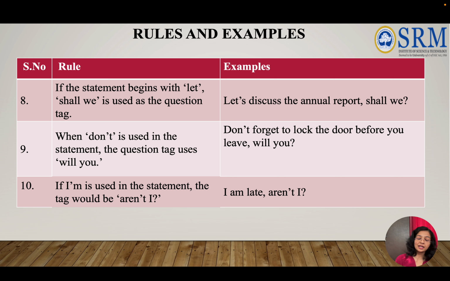If your statement begins with don't, your question tag should be will. These two are the key main rules of the question tag, that despite the nature of your statement, if the sentence begins with let's, your question tag should begin with shall. If your sentence begins with don't, your question tag should start with will. Likewise, if your statement begins with I am, your question tag should be aren't I.